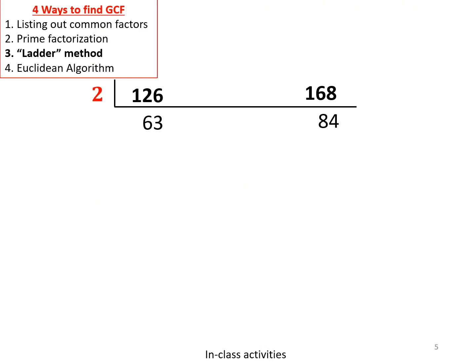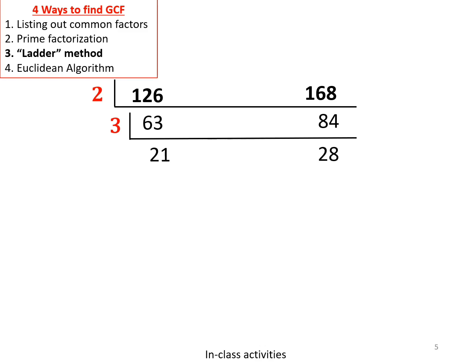What do you see in common? Well, 6 plus 3 is 9, and 8 plus 4 is 12. And if you watched our video on the divisibility rules, then you know that the divisibility rule for 3 is that you add the digits of a number and see if that sum is divisible by 3. So we divide by 3, and we have 21 and 28.